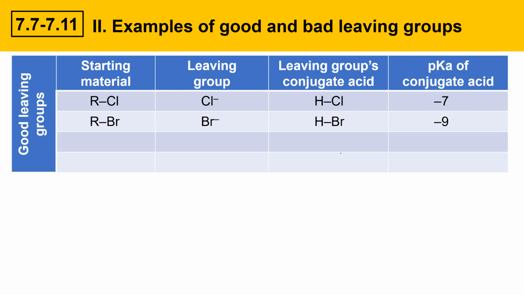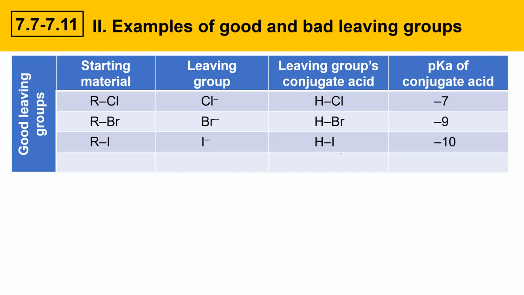The next example is bromine. So bromine has some similar characteristics. Alkyl bromides have a Br-, that's a leaving group, and HBr is also a very strong acid. It's an even stronger acid than HCl. Its pKa value is -9, whereas the HCl has a pKa of -7. So the reason that bromine then is a better leaving group is that Br- is a weaker base than Cl-. That has to do with the size of the atom. Br- is a larger atom than Cl-, and negative charges are more stable on larger atoms.